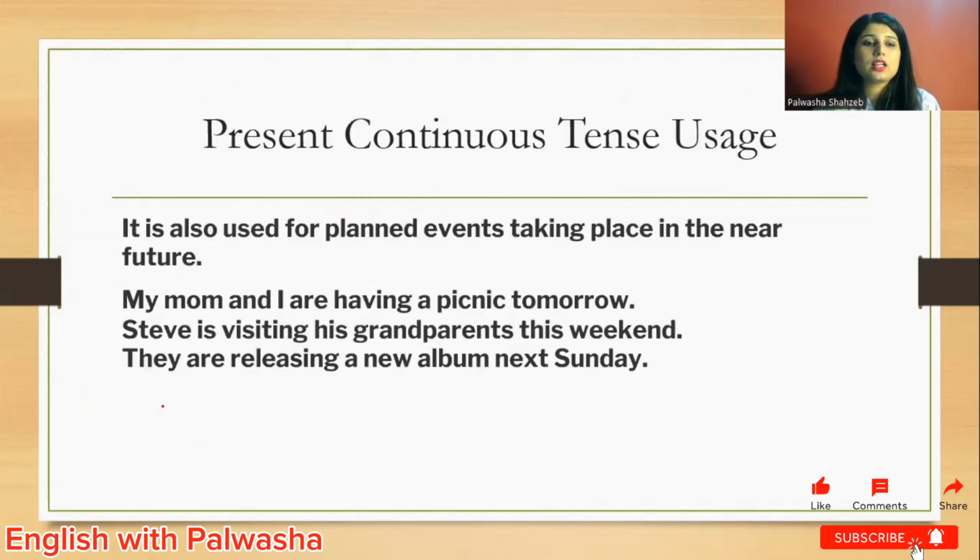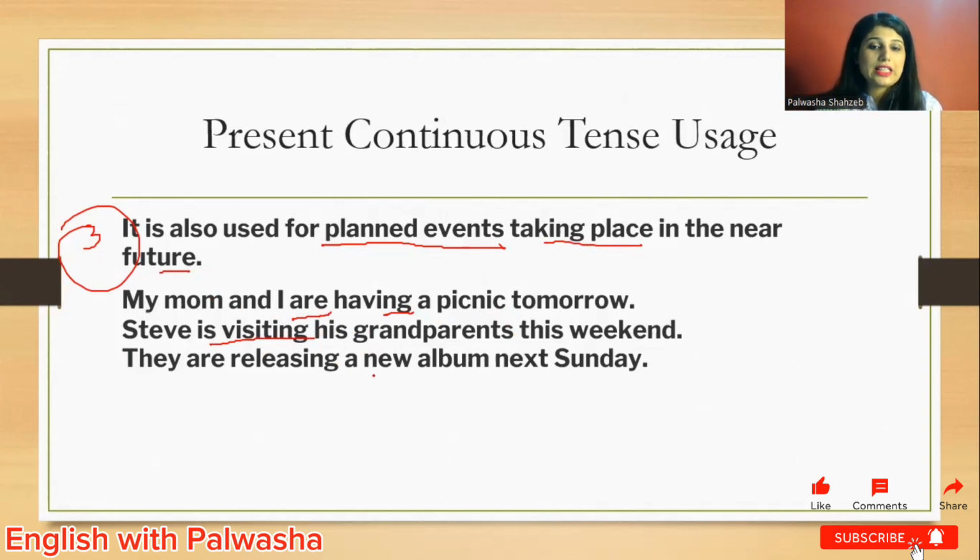Now let's see the third situation. It is also used for planned events taking place in the near future. Something in the near future is taking place. My mom and I are having a picnic tomorrow. See, my mom and I are having a picnic tomorrow. Steve is visiting his grandparents this weekend. Yes, he's visiting his grandparents this weekend, right? Something which he is going to do.